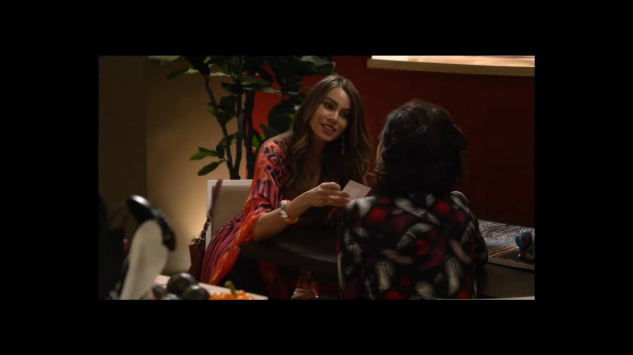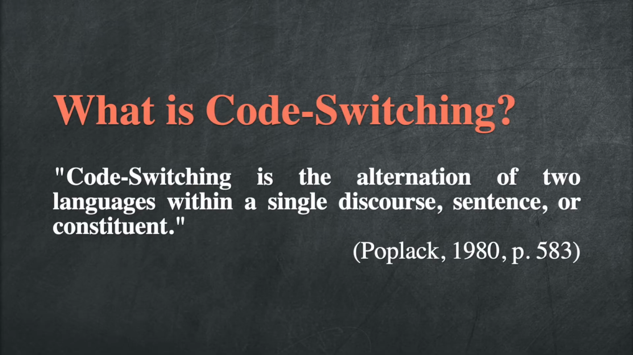In this fragment of a scene from the TV show Modern Family, we can see a clear example of code switching. But first of all, what is code switching? It is the alternation of two languages within a single discourse, sentence, or constituent. And it is also important to note that the speakers taking part in the conversation are competent and understand both languages.